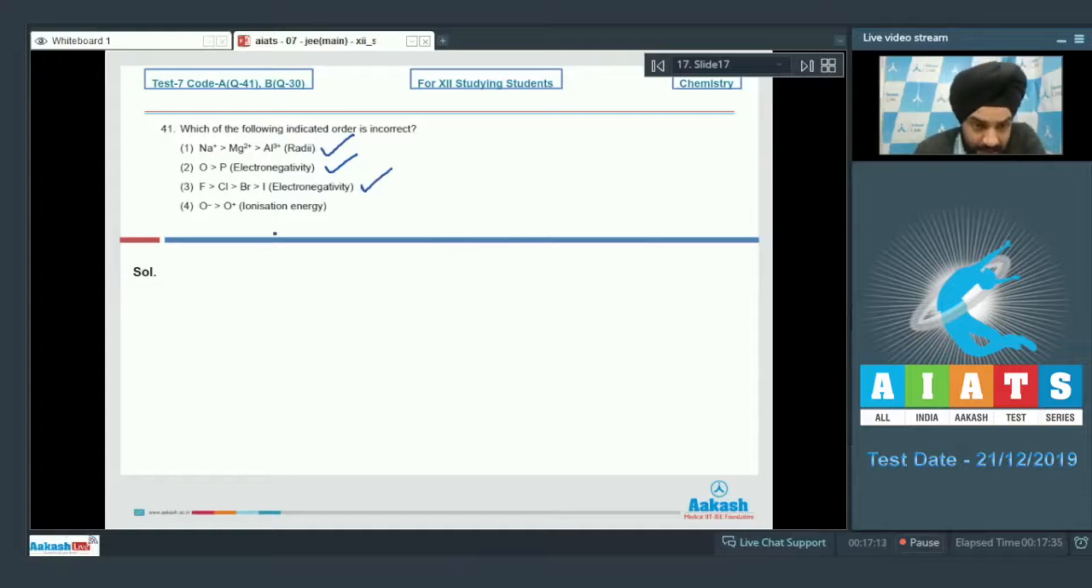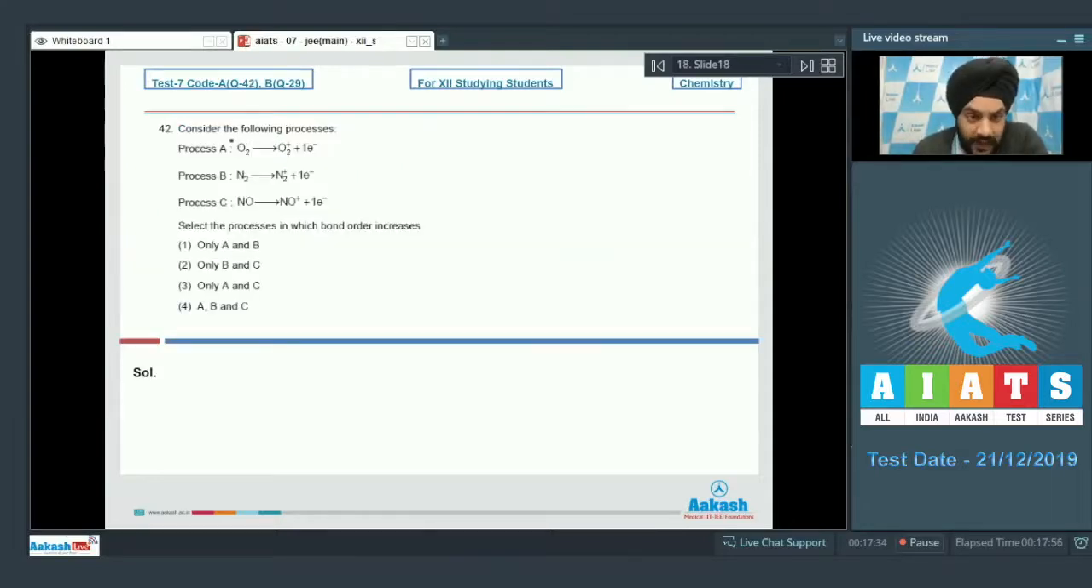If we talk about the fourth option now, it says that the ionization energy of O minus is greater than O positive. This is not correct, students. It is easier to ionize an anion as compared to a cation. So the fourth order is not correct, and for question number 41, we have to mark the correct answer as option 4. Let us look at the next question now.